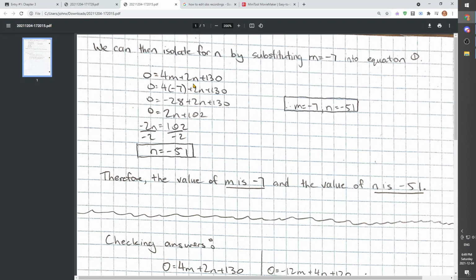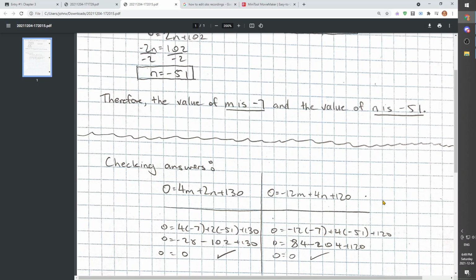After we find m, we can substitute it into the first equation that we got to find n. After substituting and solving for n, we see that n is equal to negative 51. Therefore, the value of m is negative 7 and the value of n is negative 51.